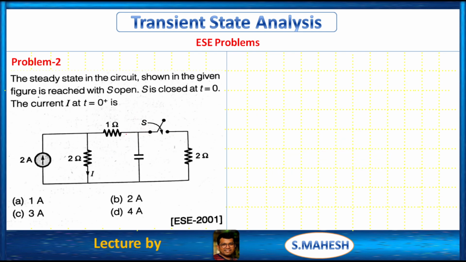Next one: the steady state in the circuit shown in the figure is reached with S open. When S is open, the circuit has reached steady state. When S is closed at t equals 0, the current I is what?